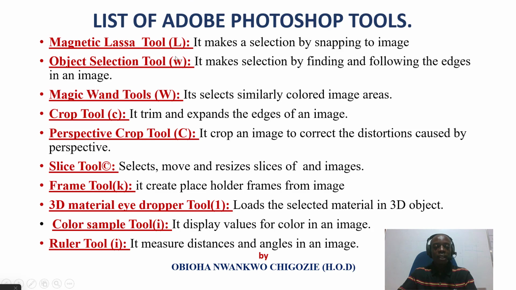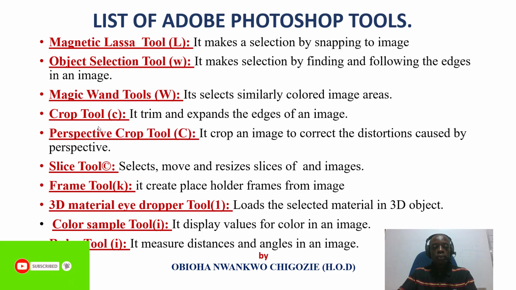Shortcuts are even stated by the side. You get this one is L, this one W, this one W. It selects similarly colored image areas. You have the crop tool. It trims and expands the edge of an image. You have the perspective crop tool. It crops an image to correct the distortion caused by perspective.